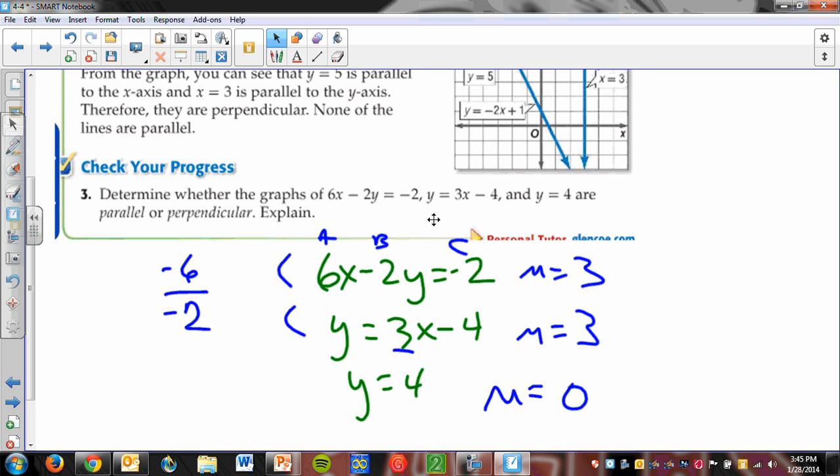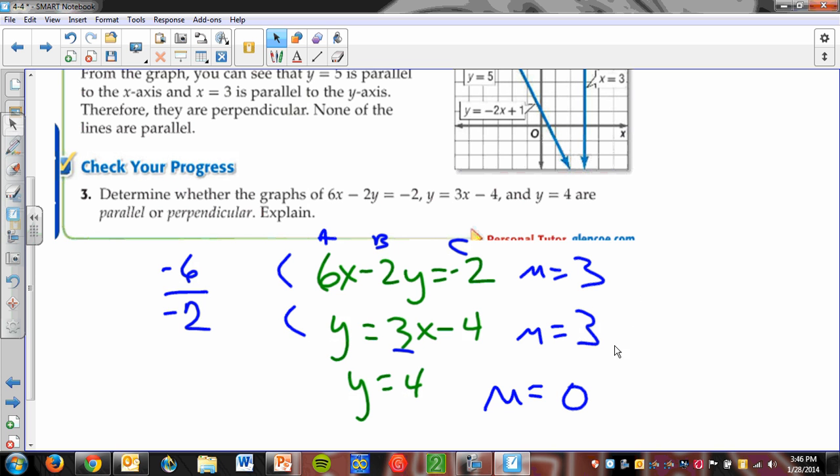Sometimes they tell you this one, and this one, three lines, are any of them parallel or perpendicular? Well, you just need to find the slope of each one. So negative a over b gives us a slope of 3. This is y equals mx plus b. We can just say m is 3. And y equals 4 is a horizontal line, so m equals 0. Okay? These two are the same, meaning they are parallel.